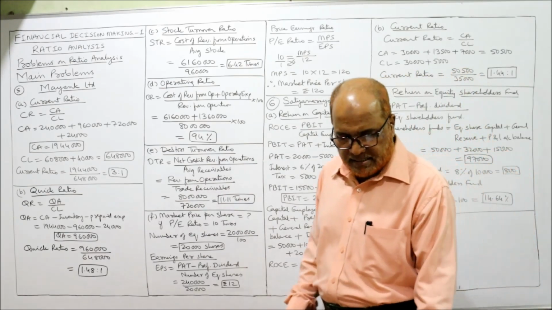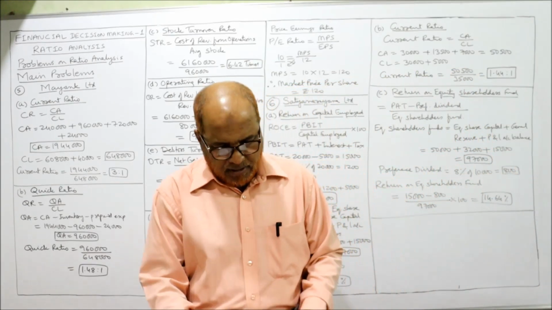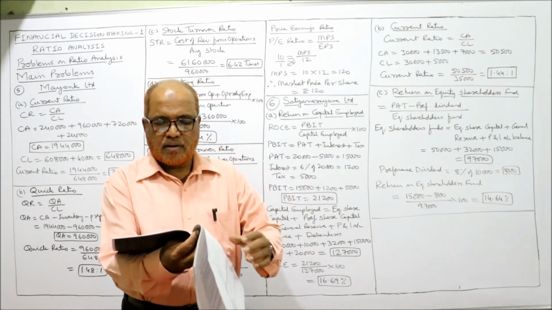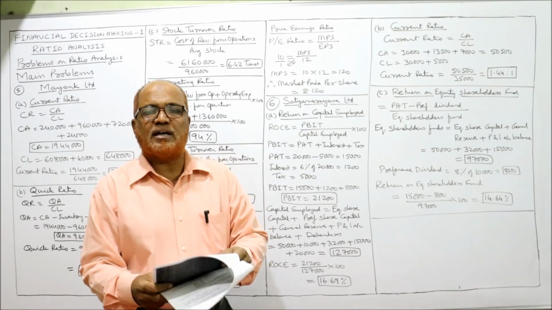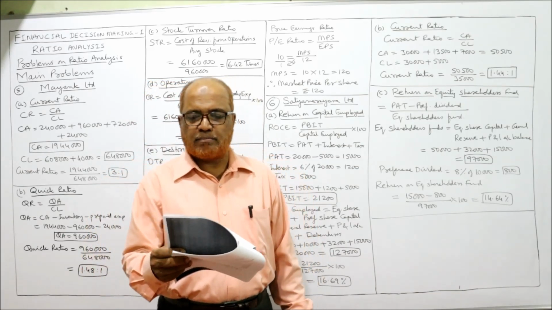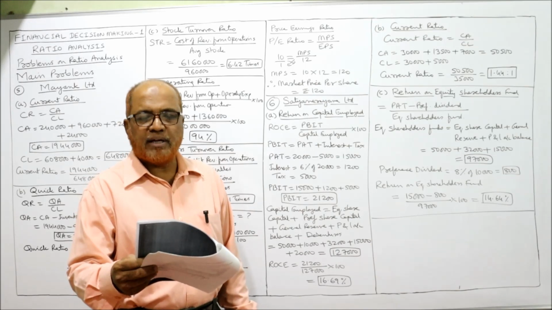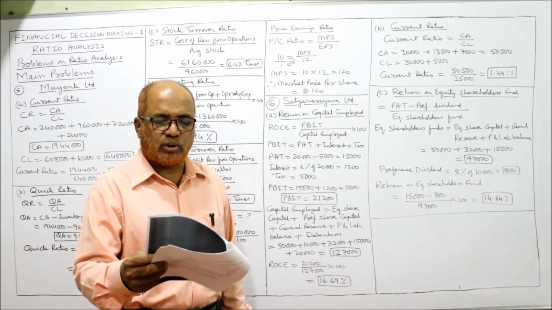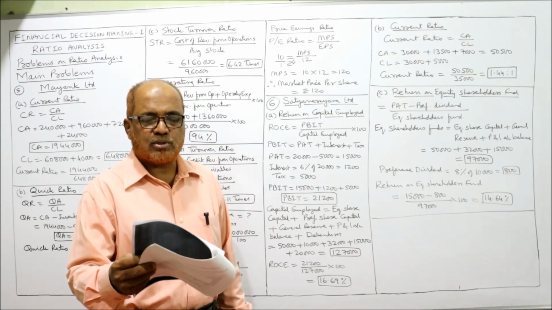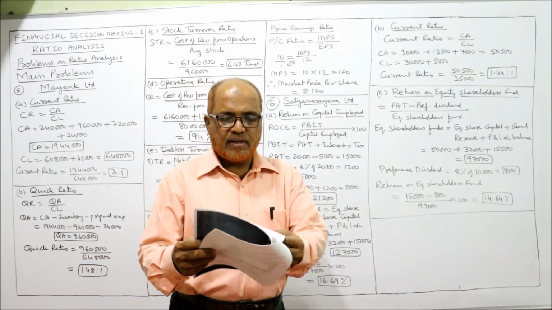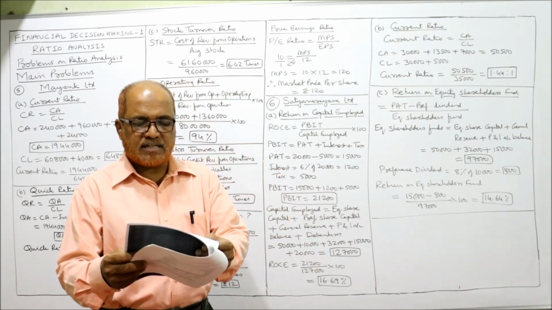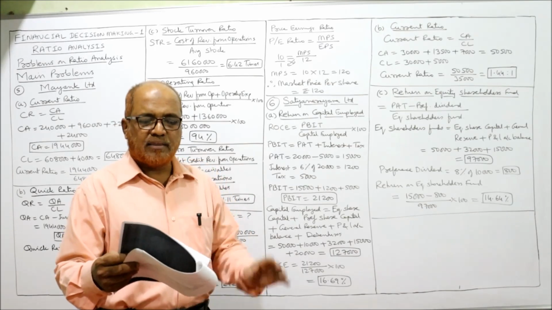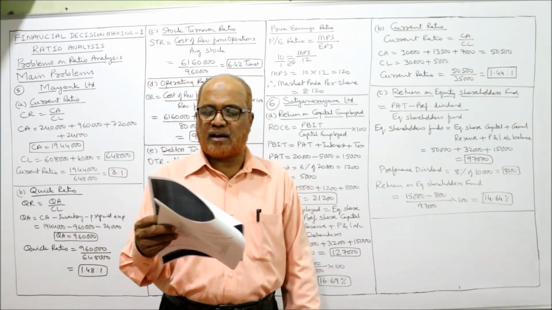Now problem number 6. See carefully. Sixth problem. Following is the information pertaining to Satyanarayana Limited as at 31st March 2017. Equity share capital 50,000, preference share capital 10,000, general reserve 32,000, profit and loss account 20,000, debentures 20,000, sundry creditors 30,000, fixed assets, non-current investments, inventories, receivables and bank balance. This is the information given of Satyanarayana Limited.